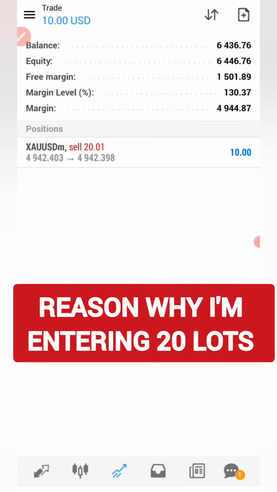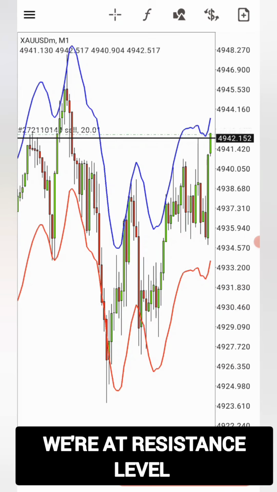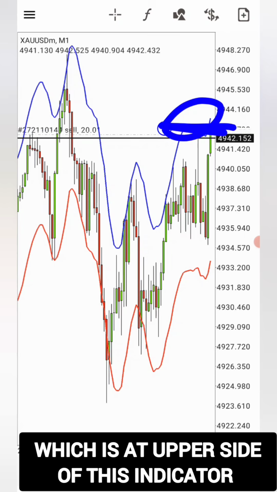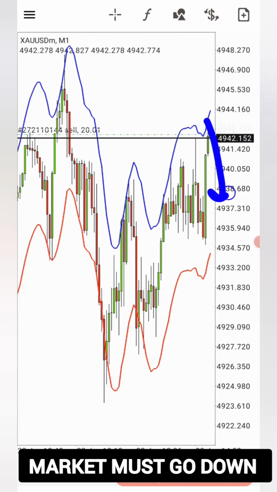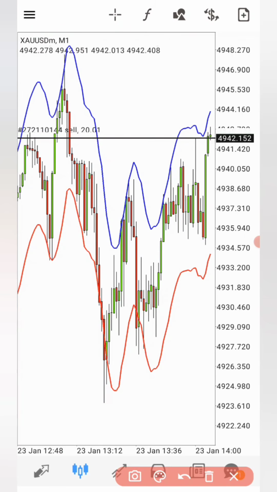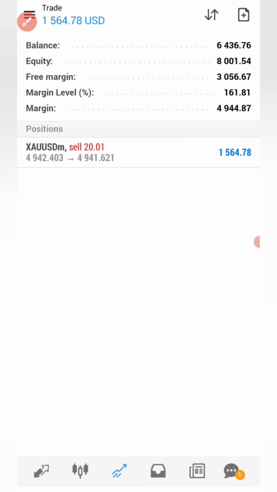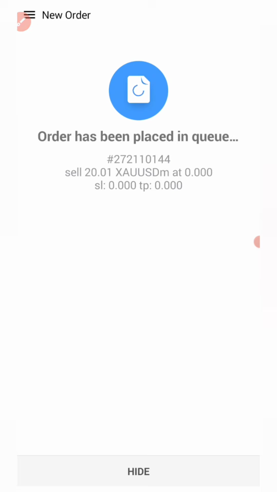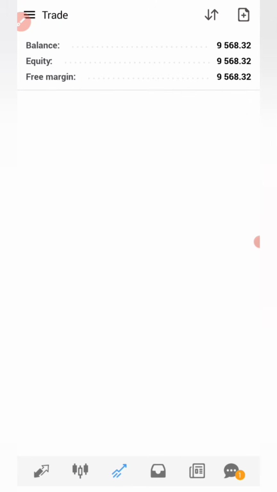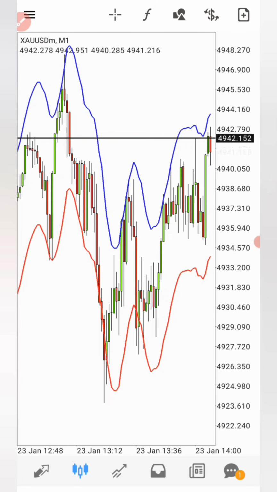So the reason I'm entering this actual 20 lots right here, you can see we are at the resistance level, which is at the upper side of this actual indicator. So we must be able to see the market starting to go down, because this is the highest point we have actually reached. So the market must start to turn and go down. So here we don't want much profit, just want to close with $1,000, $3,000, $9,000, guys. So this is actually crazy.